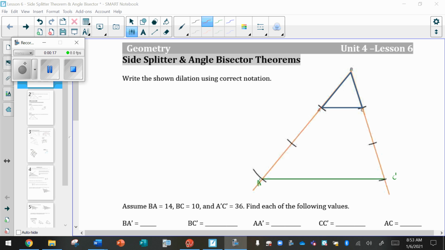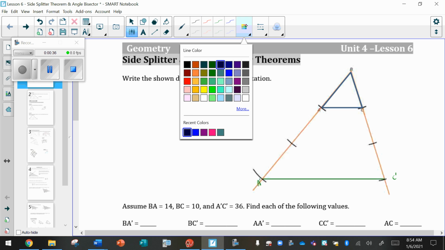First, what I'd like you to do is warm up your noggin by looking at the given diagram and write out the correct notation for the dilation that is shown that would create triangle BA prime C prime from triangle BAC. So write out the correct notation for that dilation.